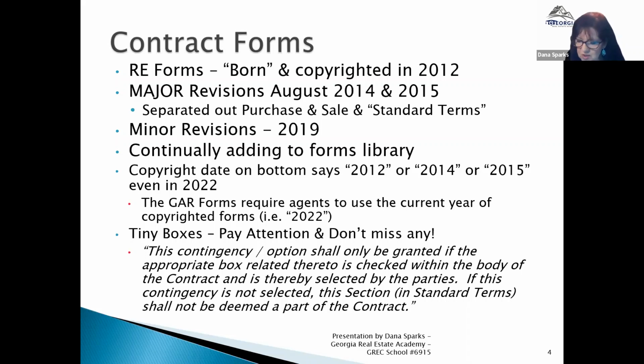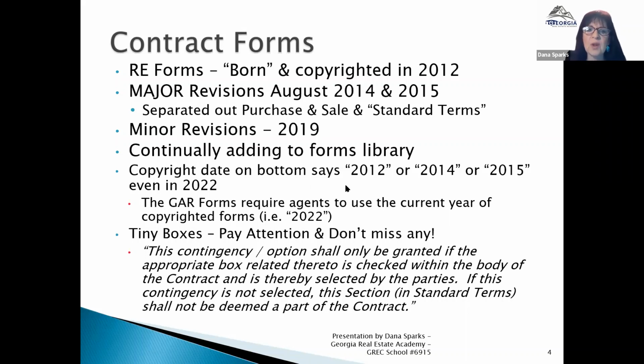Now, GAR, the Georgia Association of Realtors, has as part of their copyright licensing agreement that an agent using their forms is required to use the latest version of those forms. GAR comes out with revised forms every calendar year, and then they do a revision mid-year. So GAR forms that any agent should be using per GAR's copyright licensing agreement will have 2022 at the bottom. It's either going to have January 2022, or I believe the forms this year came out May 2022. If a GAR form has an earlier date on there, that is a GAR licensing violation. But the RE forms will have a whole slew of different dates on there.